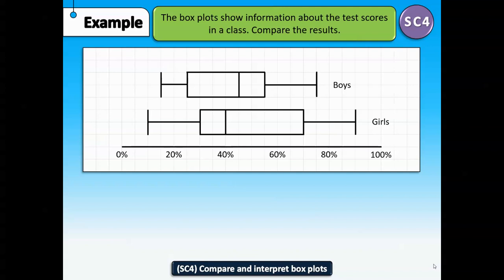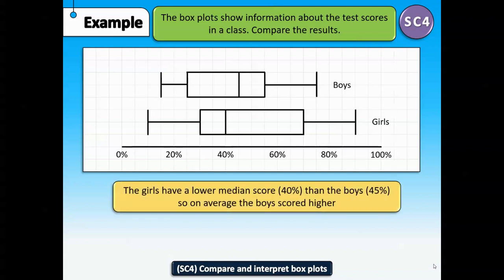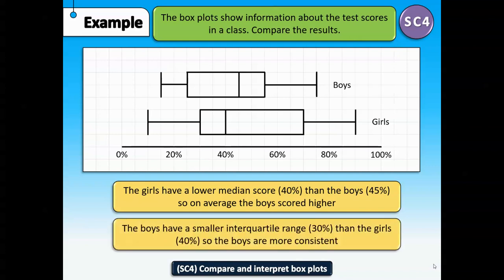So here we've got 2 box plots, and they show the information about test scores of a class, and we want to compare the results. So we can say the girls have a lower median score, which is 40%, than the boys, which is 45%. So on average, the boys scored higher. The boys have a smaller interquartile range, 30%, than the girls, which is 40%, so the boys' scores are more consistent.